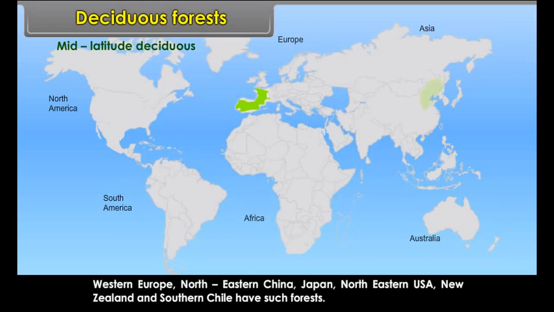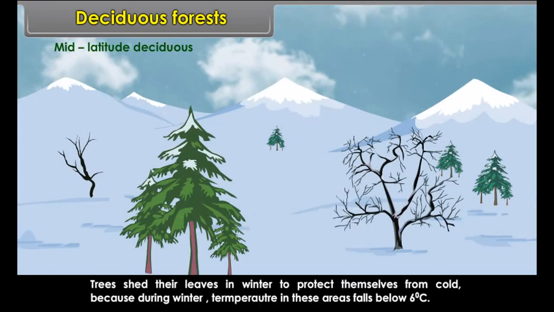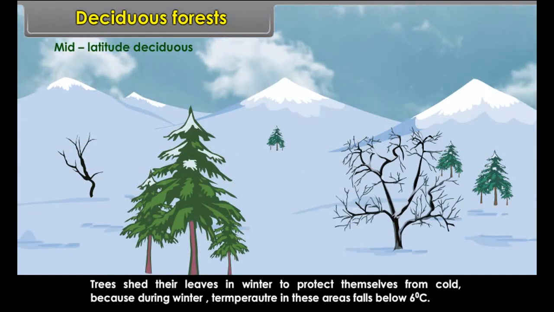Deciduous forests. Deciduous forests are those in which trees shed their leaves in a particular season in order to conserve loss of moisture through transpiration.